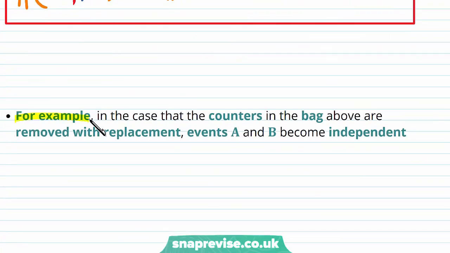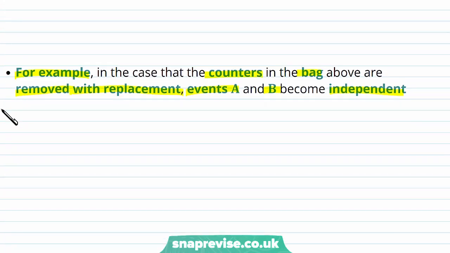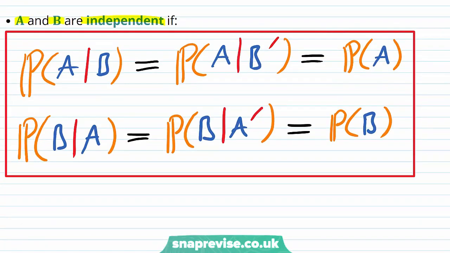For example, in the case that the counters in the bag above are removed with replacement, events A and B become independent. And again, to check independence, we need not verify all of these equalities. We only need to verify that, say, the probability of A given B is equal to the probability of A. We need not consider all 6 and make sure that they have their respective equalities. One of them will suffice.